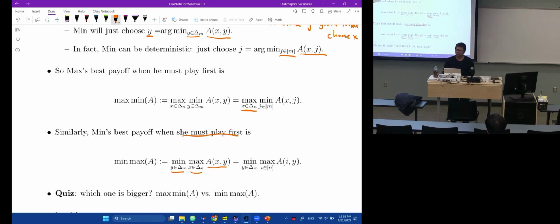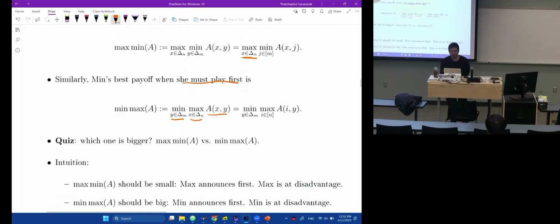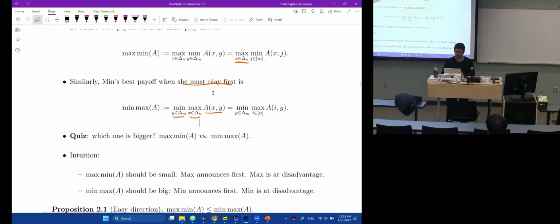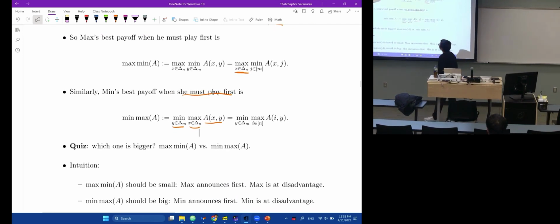So let's see some intuition. The intuition is that, at least intuitively, max min should be small. Why? Because this is the payoff when Max announced his strategy first. Max shows some information, so he is at a disadvantage. So this should be small. It's a bad situation for Max.